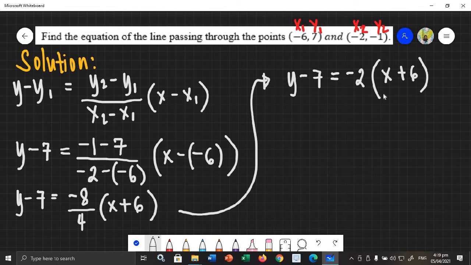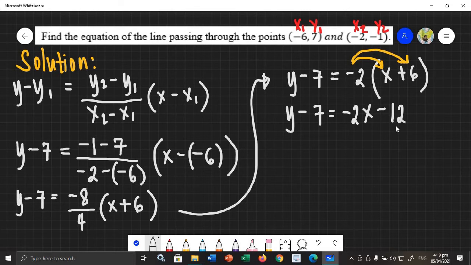So, now, na nasimplify na natin yung equation, next step is we need to distribute negative 2 to each term inside the parentheses para mawala si parentheses. Okay? So, distribute natin. We now have y minus 7 equals negative 2 times x. That will be equal to negative 2x. And then next is negative 2 times positive 6. The answer is negative 12. So, just write negative 2x minus 12 there.